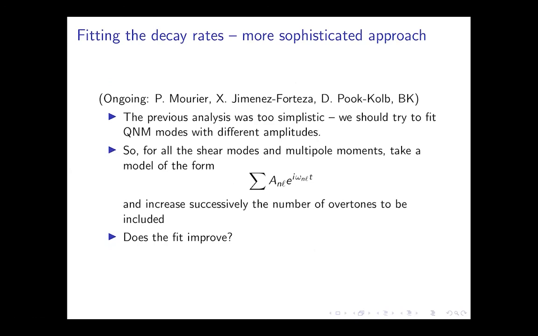What you can try to do again is, at the horizon, fit the shear modes and the multipole moments by a combination of these QNM frequencies. So take a model of the form of an amplitude times the exponential of the QNM frequencies, including a number of overtones n, and see how well you can fit the data. And the question is, does the fit improve? If so, that is strong evidence that in fact, also at the horizon, you get these higher overtones, even though the black holes that we just saw at that point are not perturbative. They're far from Kerr at that point.